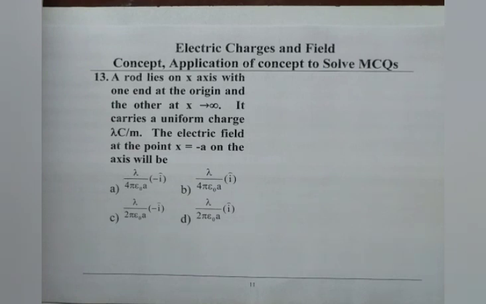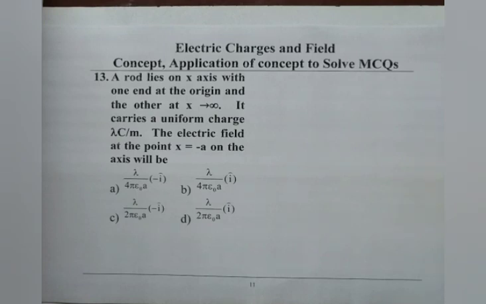We read: a rod lies on the x-axis with one end at the origin and the other at x tends to infinity. That means it is infinitely extended. It carries a uniform charge lambda coulomb per meter. The electric field at point x equals minus a on the axis will be.